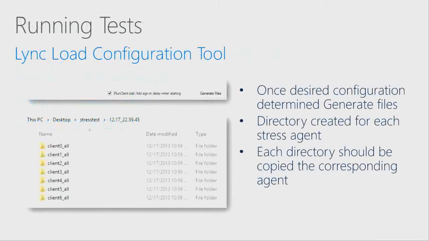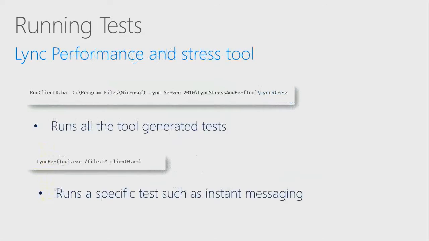So running the test, the link load configuration. Like I said, you're going to see these directories that are generated after you finish your configuration and run the tool, generate the files. You're going to want to then copy each one of these directories to their respective agent. And then you're going to run them using this syntax. Now, this syntax is essentially a copy of what's in TechNet. There's actually fairly good documentation on TechNet for both the Lync 2010 stress tool, which there is one, and the Lync 2013 stress tool.